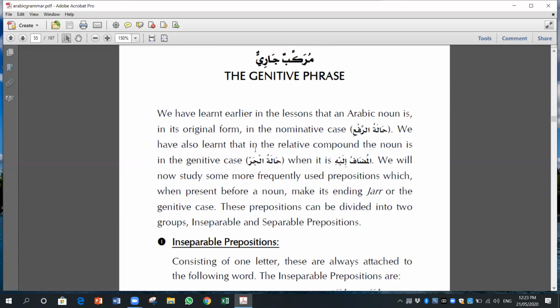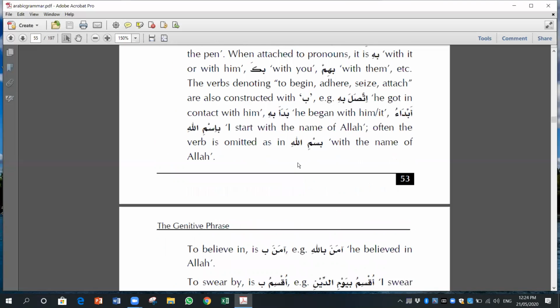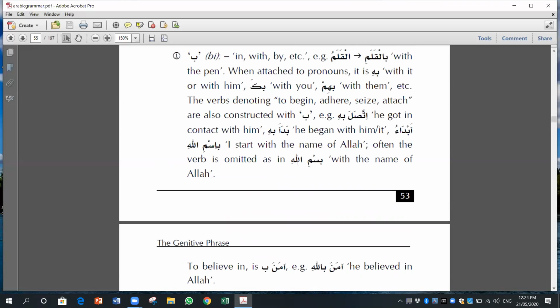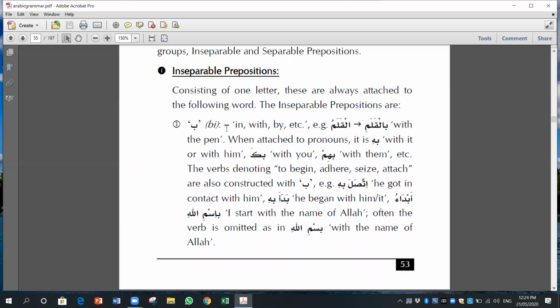The genitive phrase they have given, because the list would be there. Rahila, these are the letters. Those which will bring kasra to a noun. This is the list. If you want, you can note down only the letters. Number 1 is B, followed by kasra. For example, this is al-kalamu, but if you put B with it, it becomes bil qalami.